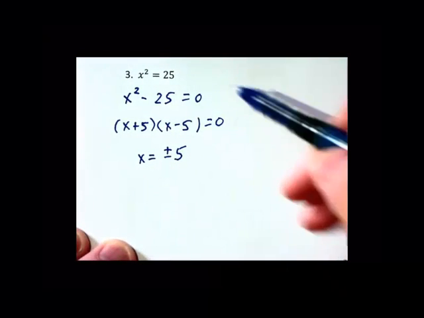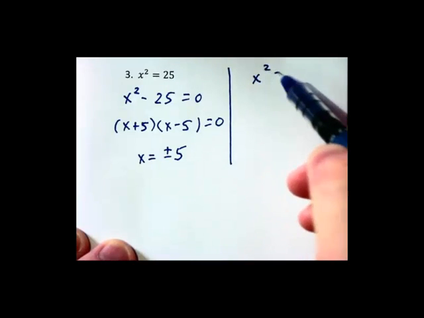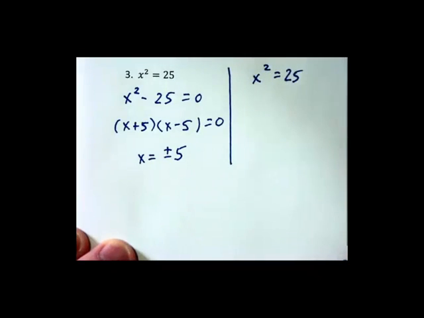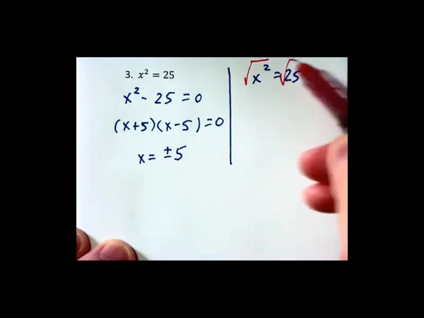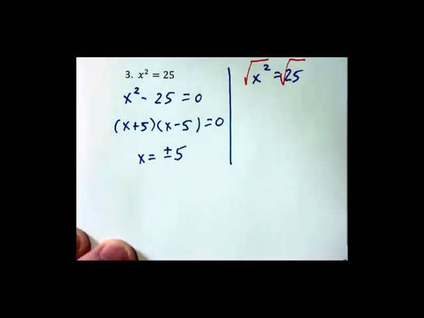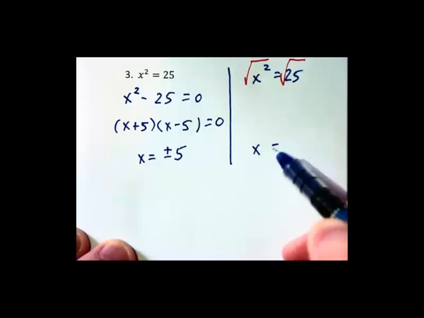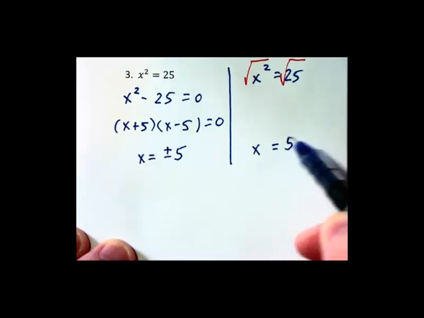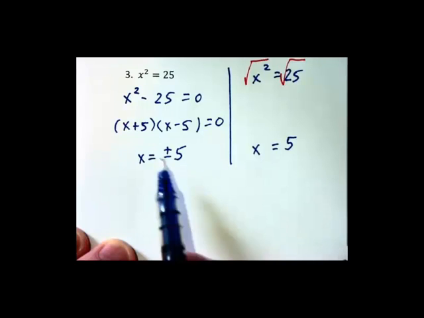Now, some people look at this problem and they see that x squared equals 25, and they say, hey, why can't I just square root each side of the equation? And when they do so, they say, square root the x squared to get the x, square root the 25 to get the 5. But there's a problem there. We made a mistake because we've lost the plus or minus sign.